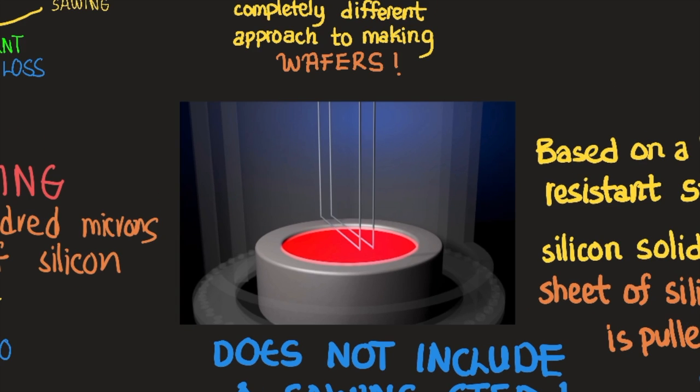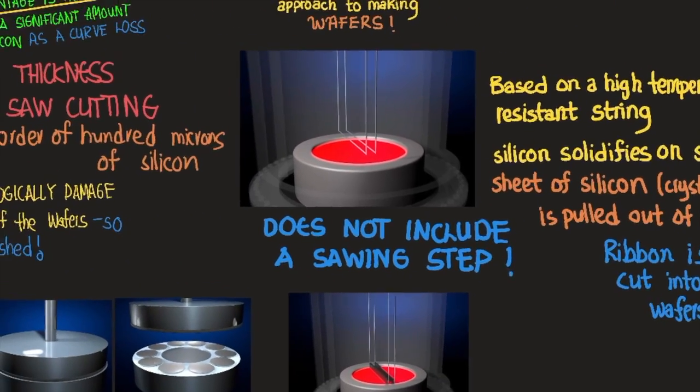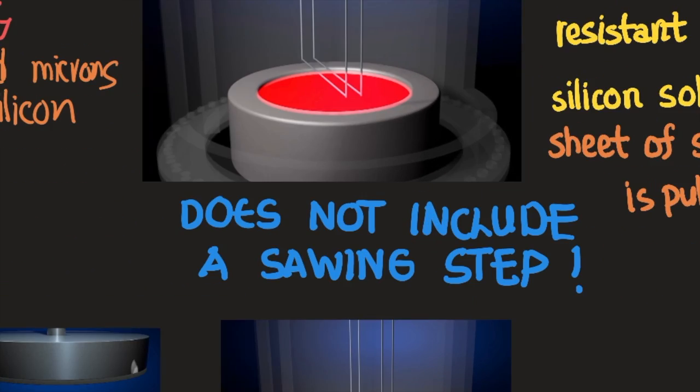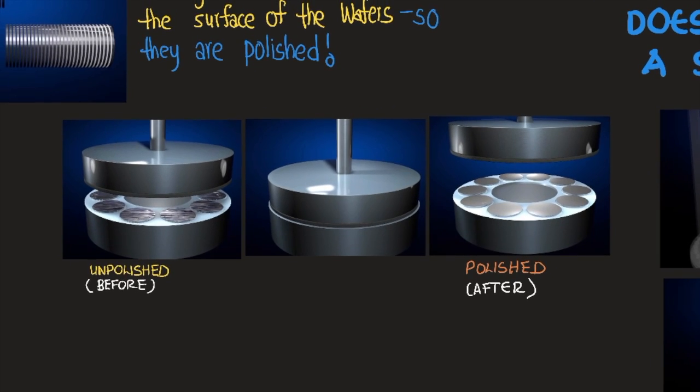Silicon ribbon is a completely different approach to making wafers. It's based on a high temperature resistant string. As silicon solidifies on the string, a sheet of silicon, which is crystalline, is pulled out of the melt. The ribbon is cut into wafers. The reason this step is very effective is because it does not include a sawing step, and that's very, very essential.